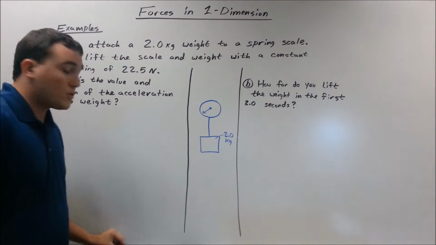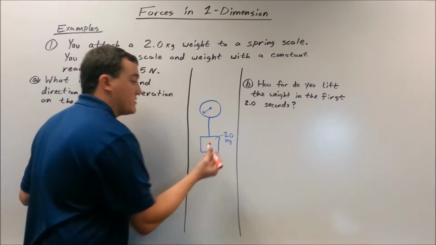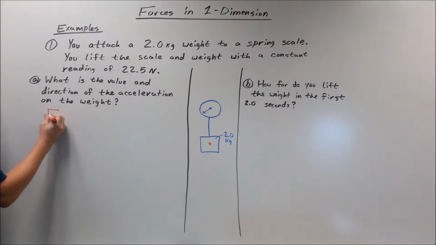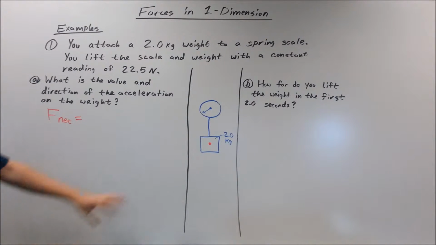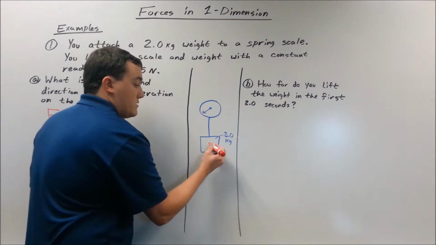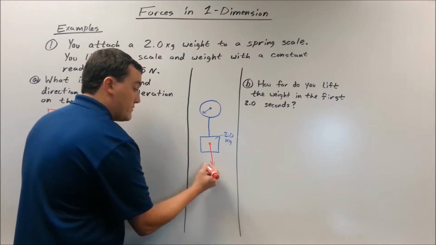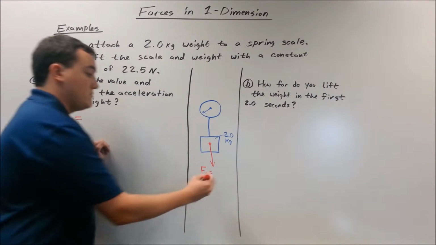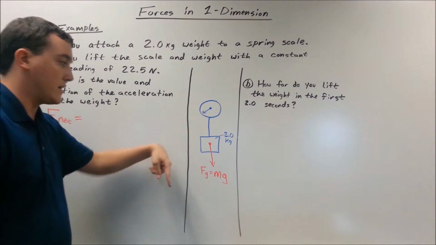Alright, so we're only looking at the acceleration of the weight. So we're looking at this thing from this point here, the center of mass of the weight. Now, we need to calculate the net force. So, F net equals. Let's look at the forces being acted on this weight. The most obvious one is the force of gravity, Fg, which is just the mass times gravity. And that's pulling down on it in a negative way.